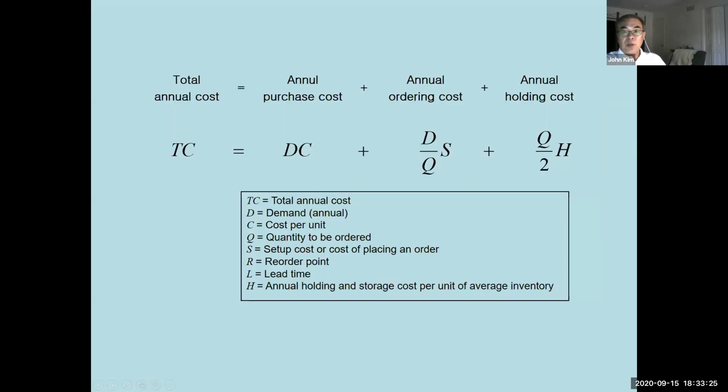Here is the total cost, the annual cost equation. Annual cost equals annual purchase cost plus ordering cost and holding cost. Annual purchase cost is annual demand, uppercase D, times item cost, cost per unit, and plus ordering cost, annual demand divided by order quantity.